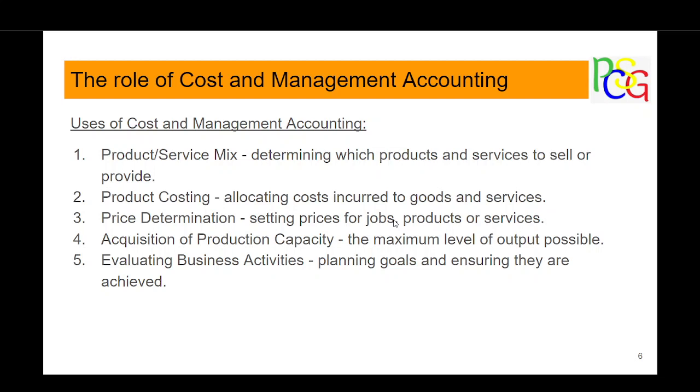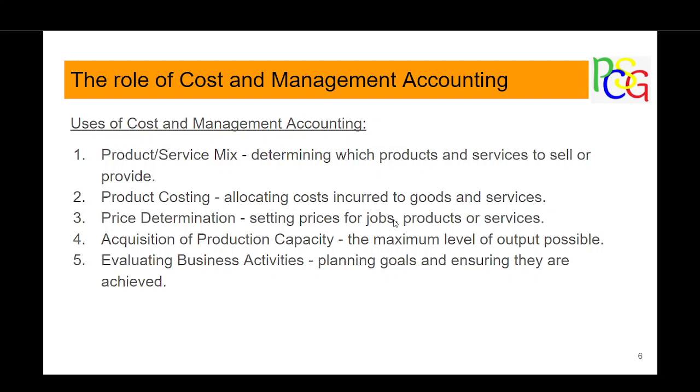The third use I have here is price determination, which is setting, as it says there, prices for jobs, products, and services. So that's self-explanatory again. Costing and pricing are two different things. Cost is the expense to us to provide the services and create the goods, but the price is what we're going to sell them at. The information provided by cost and management accounting will permit us to set prices according to whatever policies we have in place.